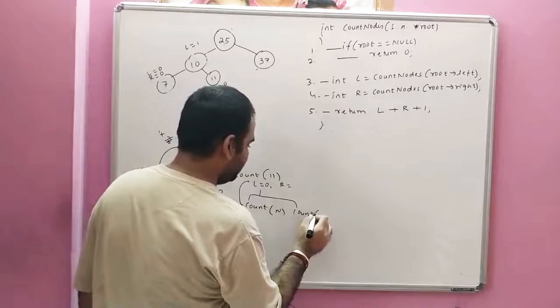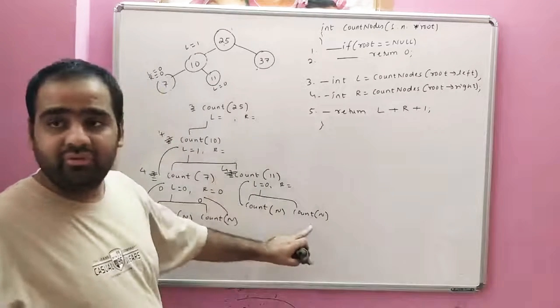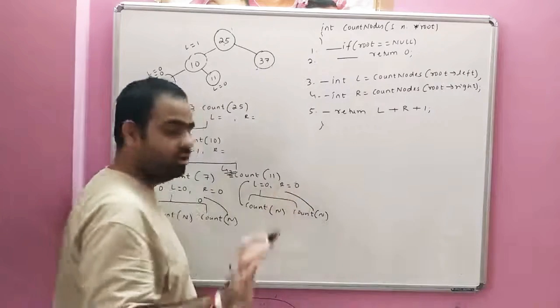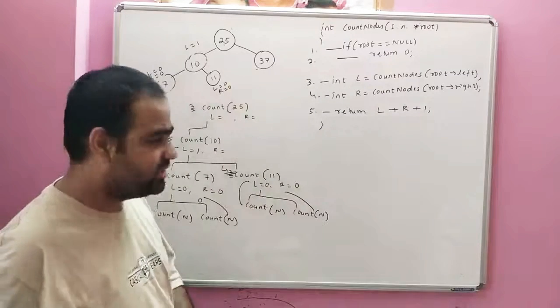Count of 11 arrow right. What is 11 arrow right? Null. The return line number is 4. Null equal null? Yes, you return 0. Where do you return 0? Line number 4. It becomes 0. That means the number of nodes with respect to 11 on RHS are 0.